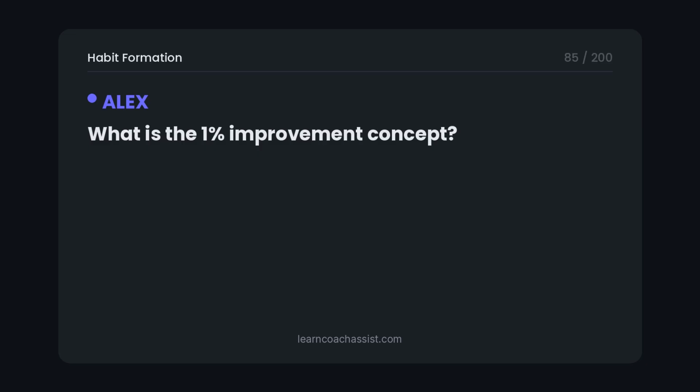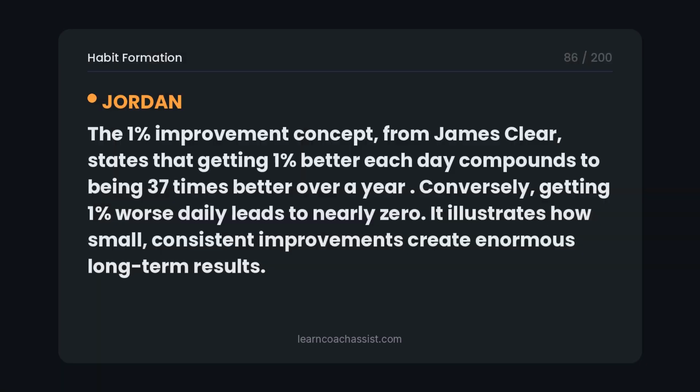What is the 1% improvement concept? The 1% improvement concept, from James Clear, states that getting 1% better each day compounds to being 37 times better over a year. Conversely, getting 1% worse daily leads to nearly zero. It illustrates how small, consistent improvements create enormous long-term results.